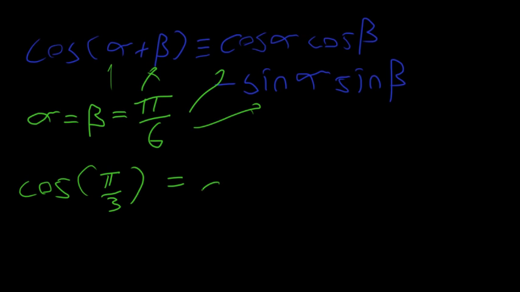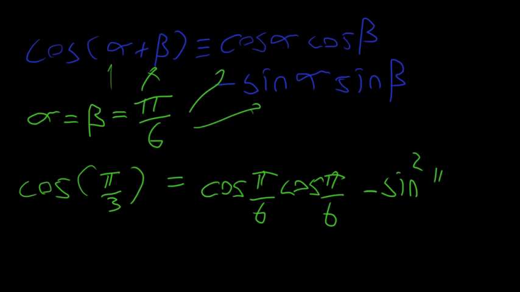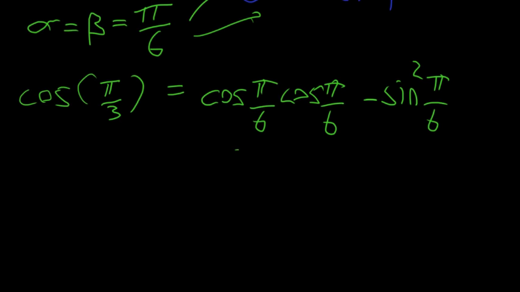So cos of alpha, that's now cos of pi over 6. Cos of pi over 6 again. And then minus sine of pi over 6 minus sine of pi over 6. I'll just write it as sine squared pi over 6. I could write the first one as squared as well. Now what is cos of pi over 6? Well, that's cos of 30 degrees, and from our table or from memory we know that this is root 3 over 2. Of course I'm going to square that. Sine of pi over 6 is now a half, but I'm going to square that.